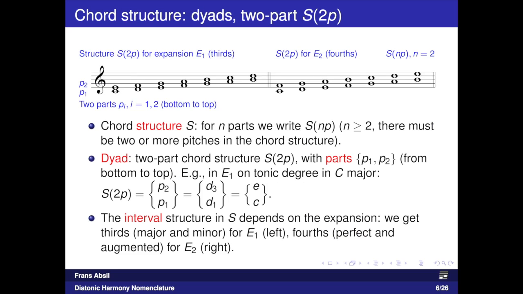In diatonic harmony, chord structure is based on the first expansion E1. On the staff, we see 2-part chord structures, dyads, and I use the symbol S for chord structure. 2p means 2 parts. The part index or part number is shown on the left, and we start from bottom to top. For the C major diatonic 7-pitch scale, we obtain a set of major and minor thirds as shown as dyads, as 2-part chord structures on the left.